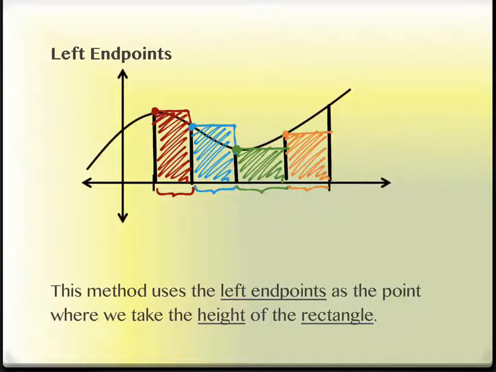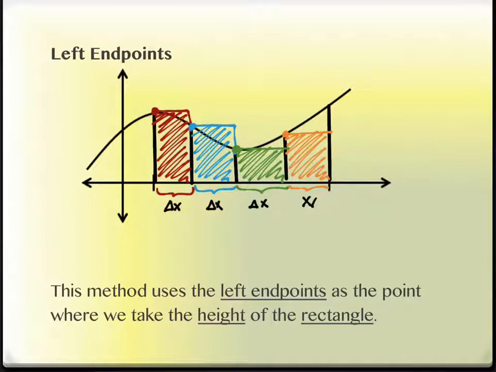Height times width, or base times height, whatever language you want to use, right? Now, if I've done this in the easiest way, then each one of my rectangles has the same width. So each of these pieces is the same. We call it delta x, the change in x. All of these have the same width.